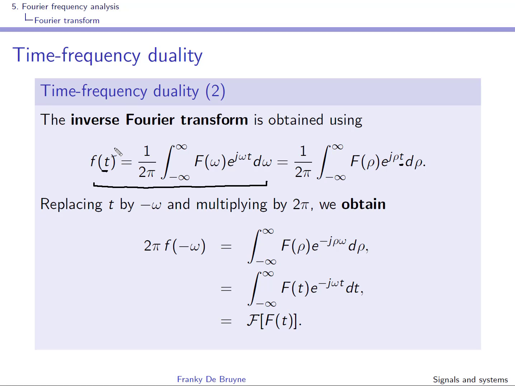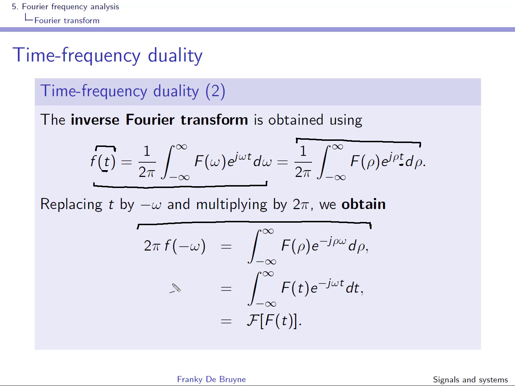Okay, so we take this formula over here and now we replace t by minus omega. This is what you obtain. Now we integrate with respect to rho, and this kind of disappears from the integral. When you integrate, it only depends on omega, so this rho you might call it something else. Here it's more interesting to call it t, because then you find the definition of a Fourier transform.